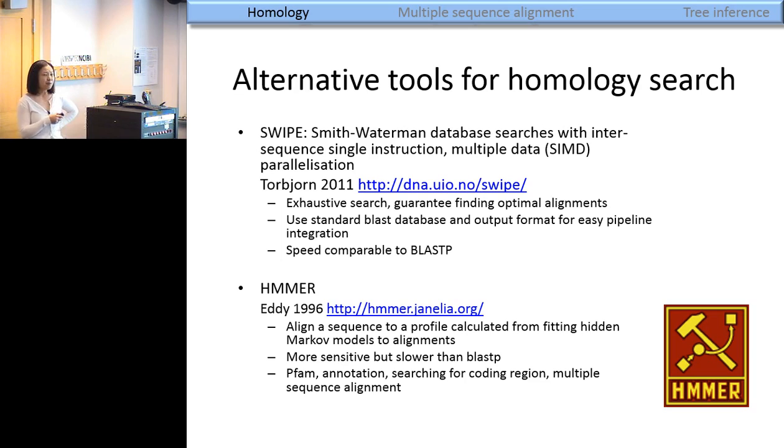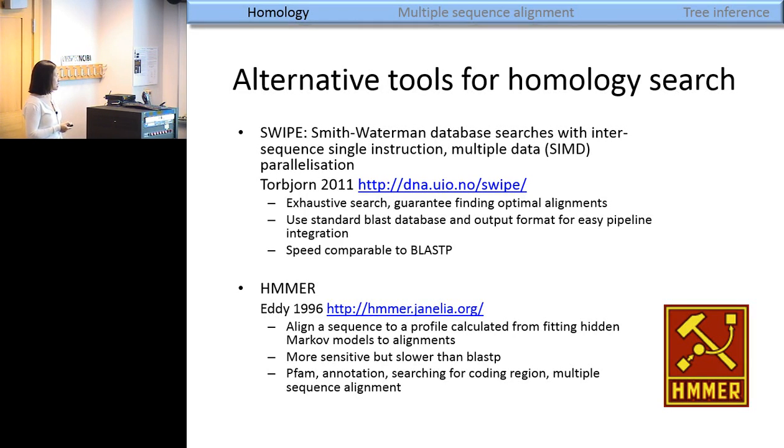And the benchmark paper claimed that the speed is comparable to BLAST-P, but it's really dependent on your scoring matrix, depending on your data. So I would say it's in the same order of magnitude, to say it this way. It's still quite a bit slower than BLAST-P.